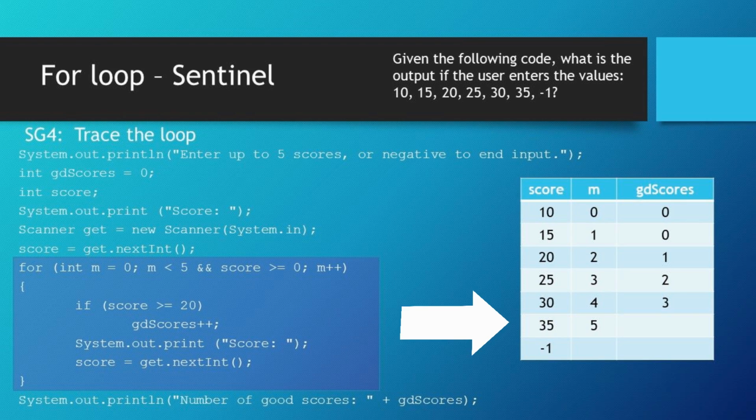M is incremented by 1 to 5. M is now 5, which is not less than 5, so we terminate the loop. We now print out the number of good scores, which is 3.